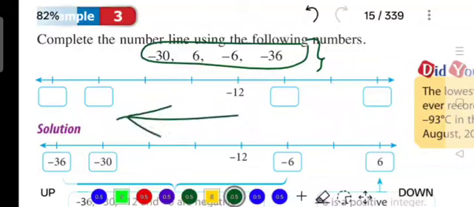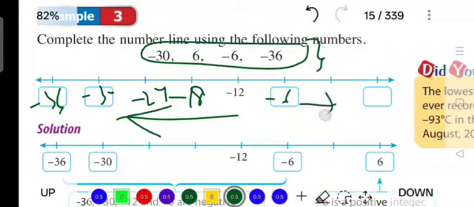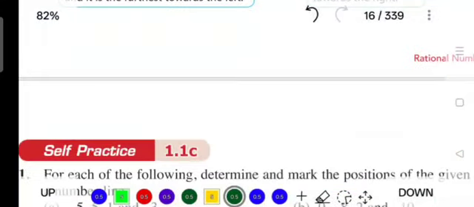In times 6, before 12 is negative 6, and then negative 12, negative 18, negative 24, negative 30, negative 36. The right hand side is 0 and positive 6, and so on. You must be good at guessing.